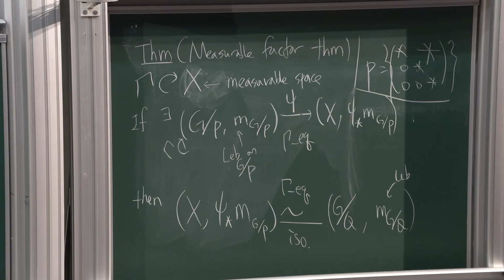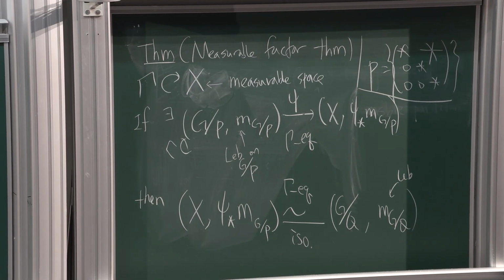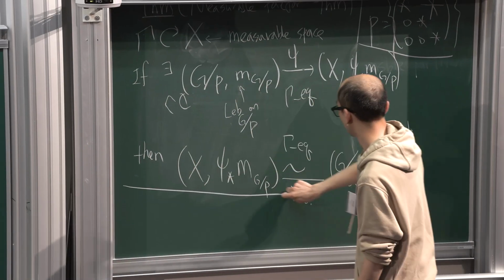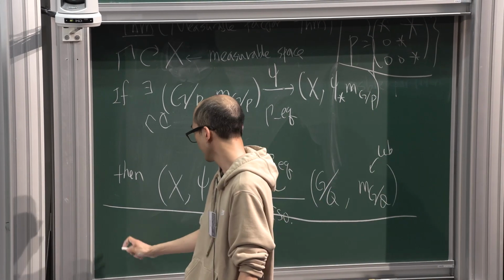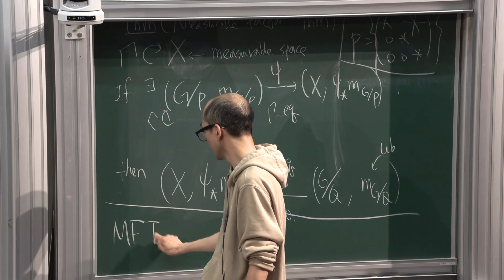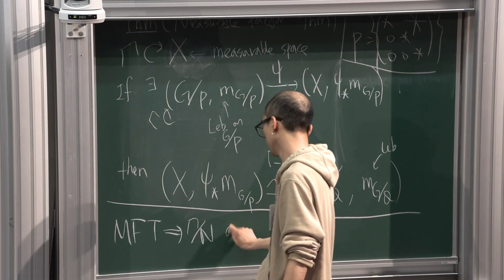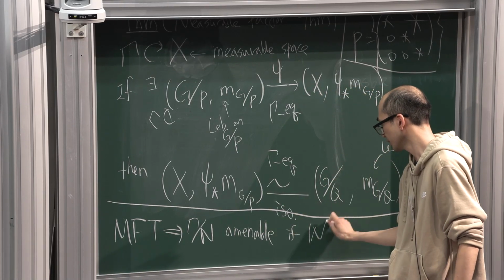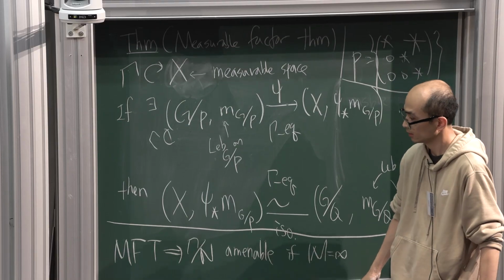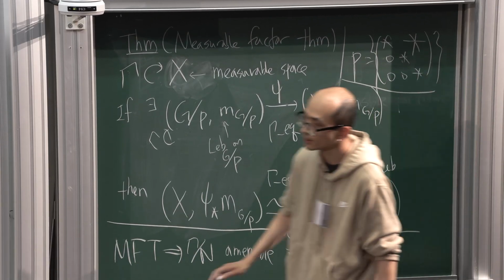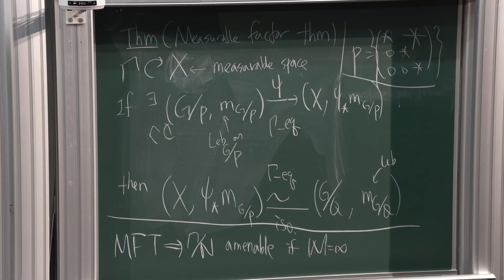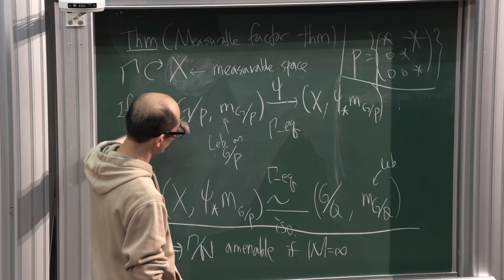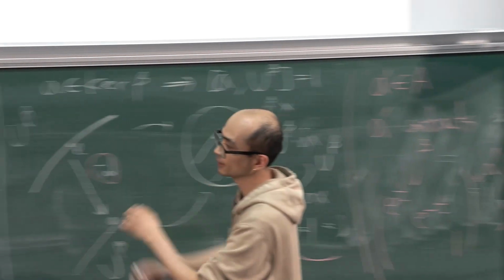And the exercise for you in the exercise problem list is that the measurable factor theorem implies that gamma mod N is amenable if N is infinite or N is non-central. So this one I gave also a hint in the exercise list, so please try. Basically, I want to show you how you can prove the measurable factor theorem using this argument.